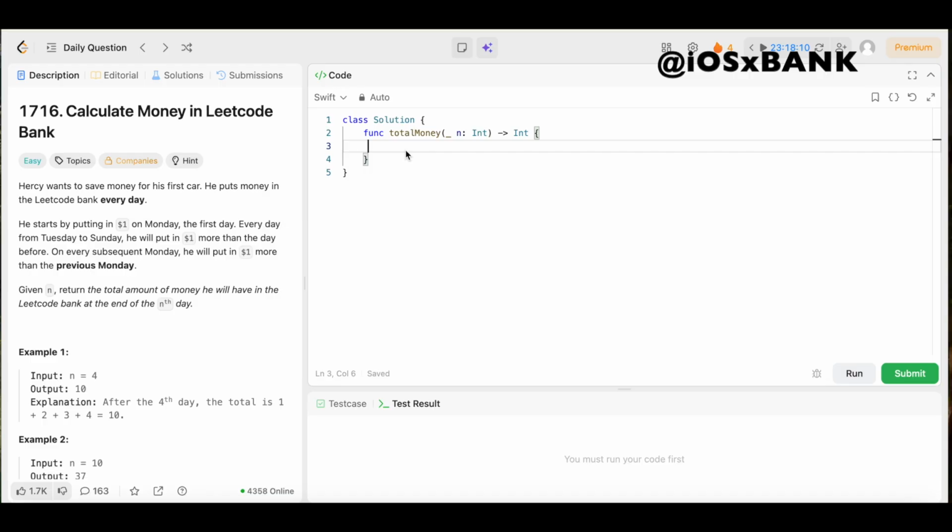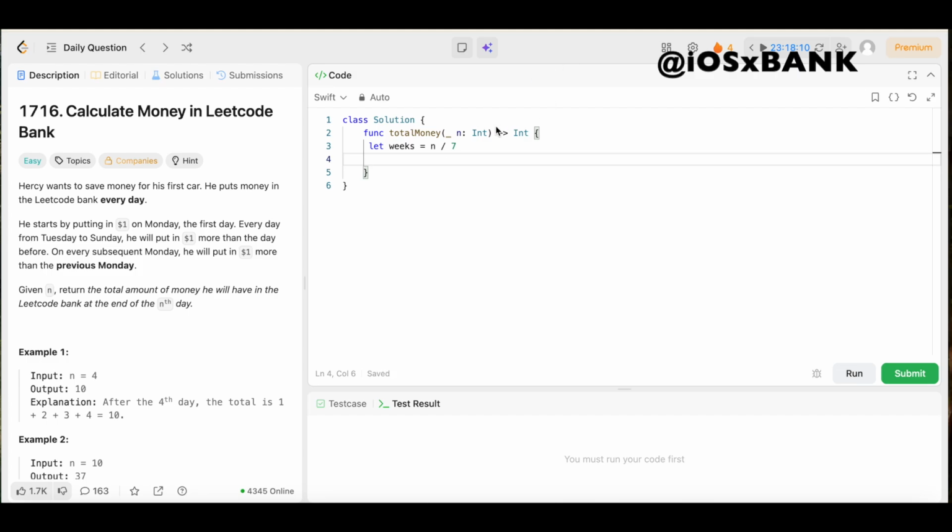So the first thing we are going to do is get the number of full weeks and days. So we need to look at n and see how many full weeks we can get out of n. So we could just say let weeks equal n divided by 7 because there's 7 days in a week, and we want to know how many full weeks we could get in n.